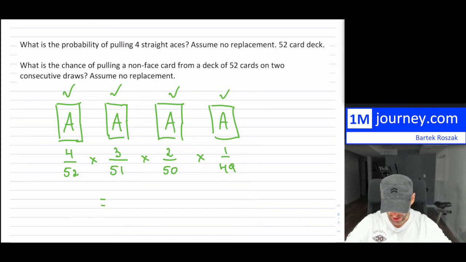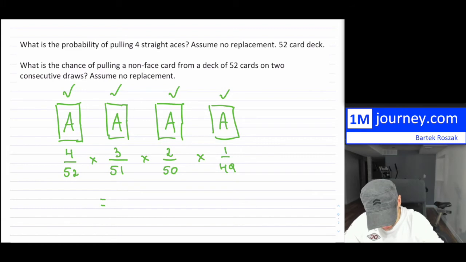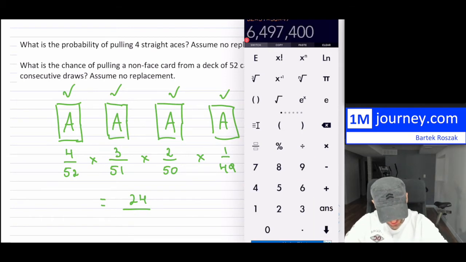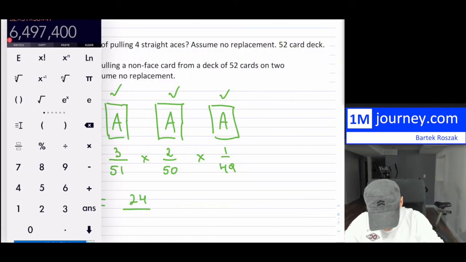So 4 times 3 is 12. 12 times 2 is 24. So that's at the top, the numerator. And then at the bottom, we have 52 times 51 times 50 times 49. You'll notice that this is really difficult to do. So that is your probability.